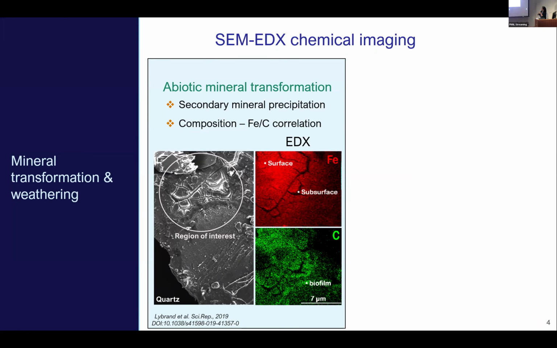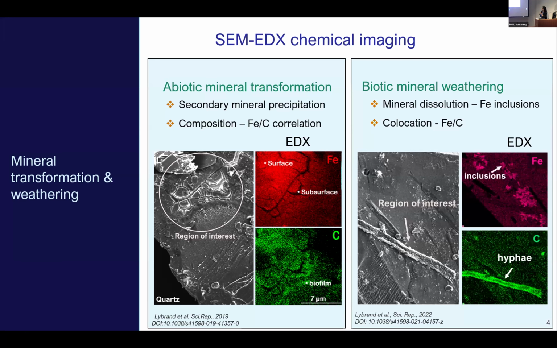Another example that I'm showing here is a quartz. We took a quartz mineral and deployed it in the field for about a year. Then we take it out and we see this coating shown in the circle. This is a region of interest. We're interested to know what that coating is. We add the chemical imaging, which is the EDX detector, and now see that the coating is composed of iron. We would not be able to tell that unless we did this chemical imaging. When we also look at the carbon signal in this area, we see a very strong association of iron and carbon. Again, we can tell a lot just by doing this kind of analysis at this scale.